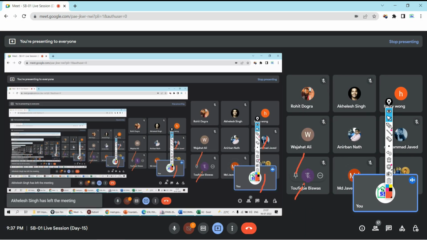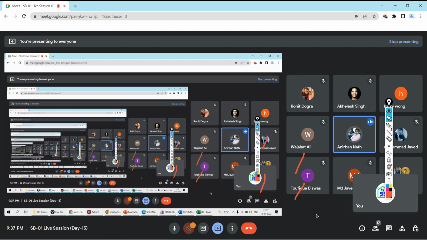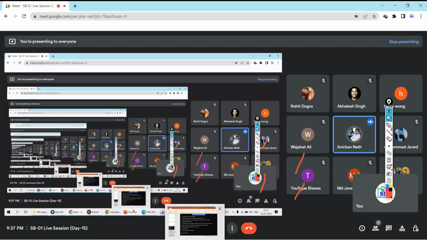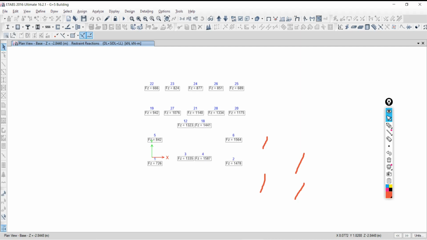Is there any doubt about today's session? वो और एक बार दिखा देंगे क्या? वो वाला चीज पावर ऑफ हो गया था वो रिएक्शन एफजेड में जो आ रहा है वो वाला. अच्छा ये.